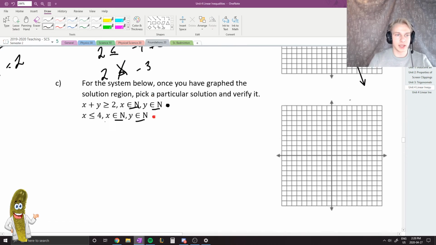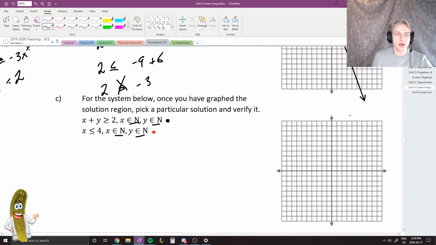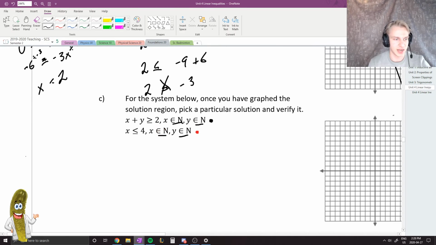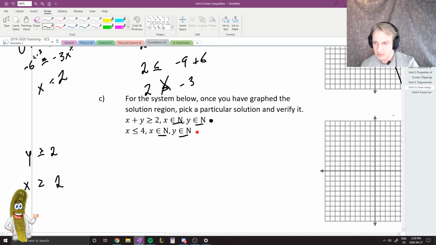Okay, let's do this first graph here. So this first one, we want to find the intercepts again. So if we set x equal to 0, we know that y must be greater than or equal to 2. If we set y equal to 0, we know that x must be greater than or equal to 2. And so we know that the y-intercept will be 2. The x-intercept will also be 2.